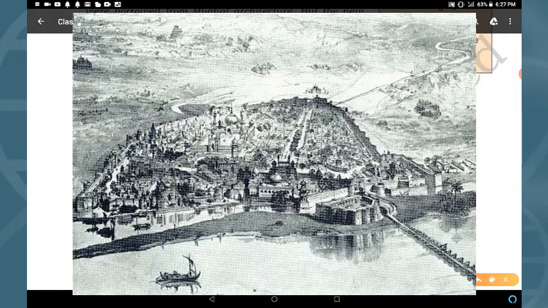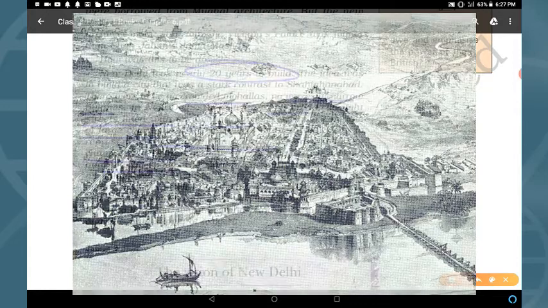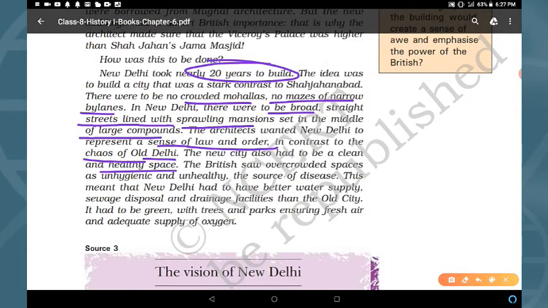The architects wanted New Delhi to represent a sense of law and order, in contrast to the chaos of old Delhi. The new city also had to be a clean and healthy space. Means you can see the roads and buildings in New Delhi. If you go there today, you can easily find the difference between old and New Delhi.